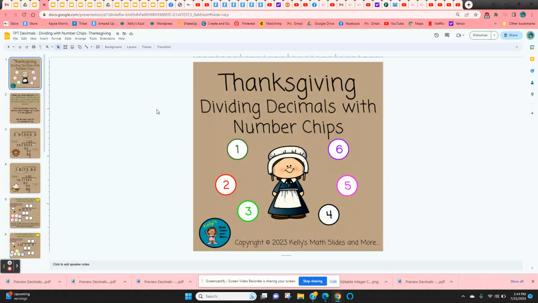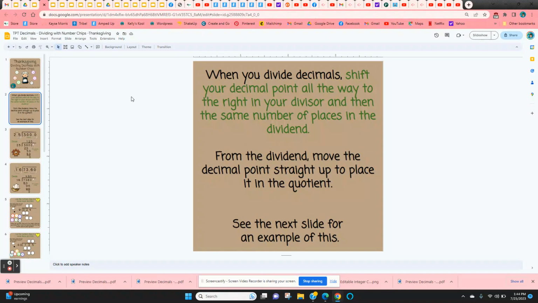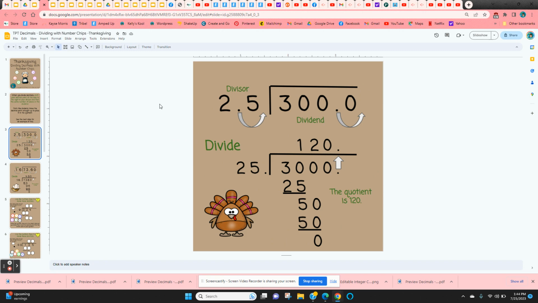Dividing decimals with number chips. This is the Thanksgiving version. This is a digital lesson that teaches students how to divide decimals with long division. And slide 2 gives an explanation of how to move that decimal point. And then there are a couple slides with examples of how to do that.